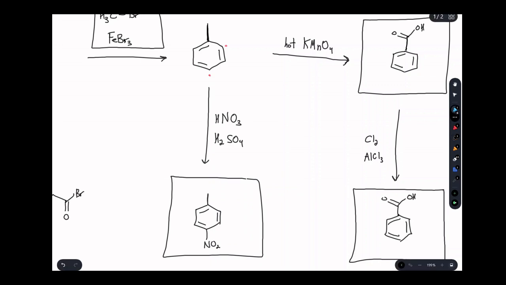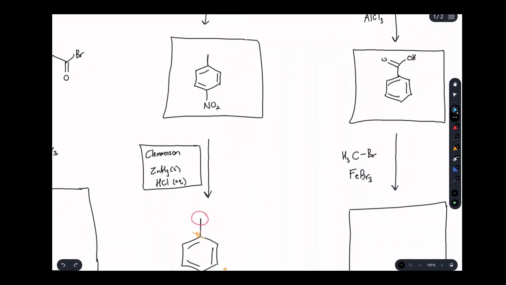And to understand that, remember, we don't look at the chlorine. We understand that this is the only group. It's deactivating, it's meta-directing, and therefore we need to put that chlorine on either one of the meta positions.